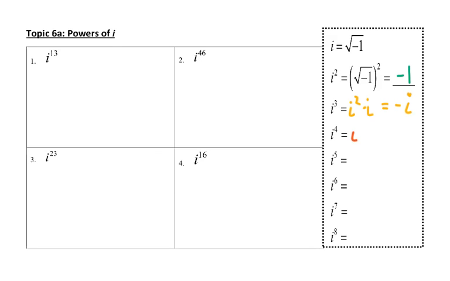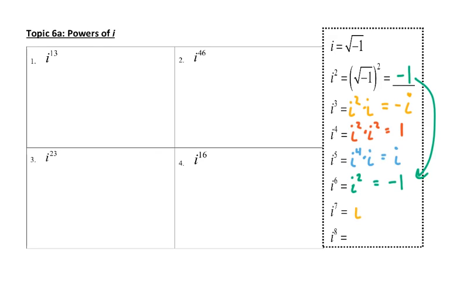And i to the fourth would be like i squared times i squared, which would be negative 1 times negative 1, which is positive 1. And then it starts this whole pattern back over. So i to the fifth is like i to the fourth times i, which is just going to be i. And then i to the sixth is just like i squared, because it's the fourth times i squared. So that's going to be a negative 1.